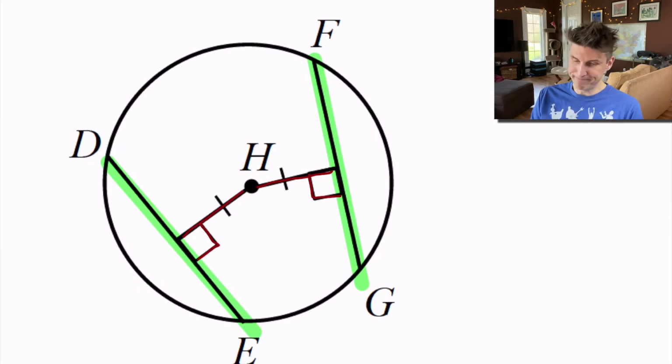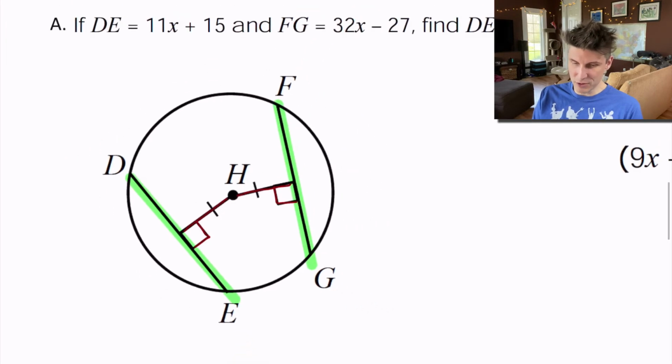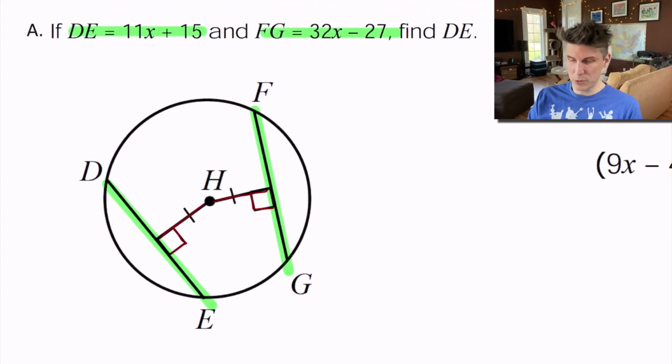So I guess I'll use, it's kind of hard to label when you have other things going on, like a congruent hash mark. So we're just going to say that the green segments are congruent here. And because the green segments are congruent, that means that DE and FG, those quantities that represent them, are also equivalent. So we can now set up an equation. We have our relationship, and we would solve 32x minus 27 equals 11x plus 15.